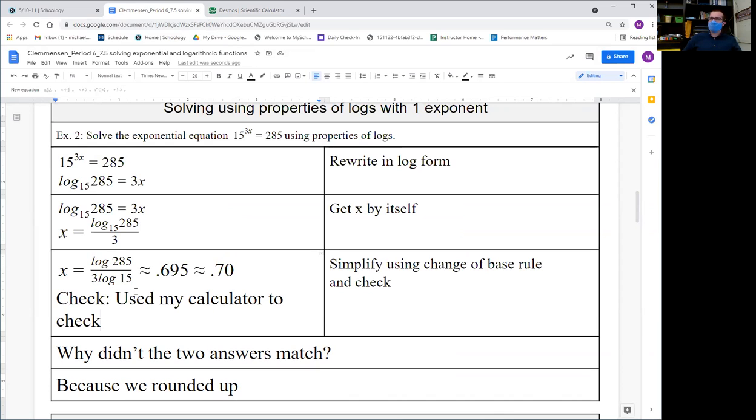You will be allowed to use your calculator on the final. It'd be impossible for us to make sure you guys didn't use your calculator. So we're going to let you use your calculator.